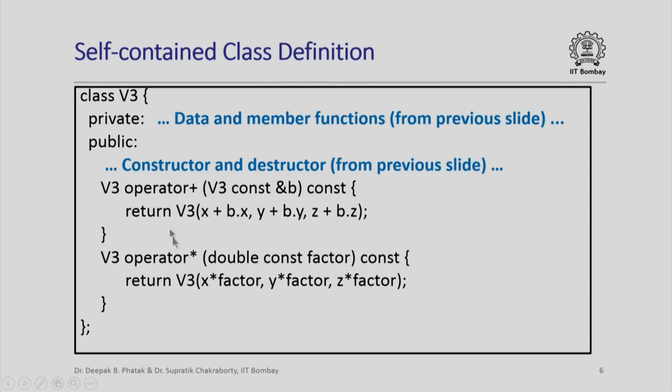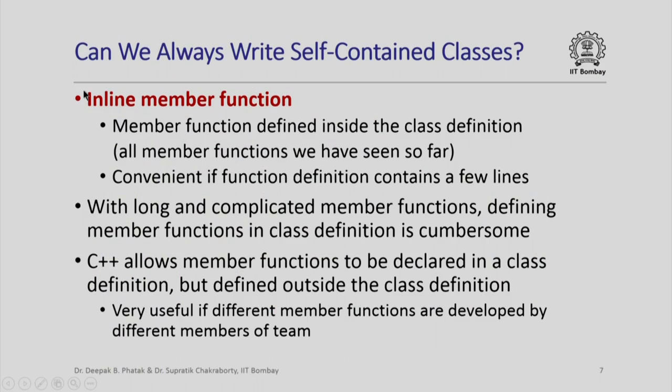And similarly, some other operator overloading member functions are also public member functions of the class V3. We have seen these in our earlier lectures, but note that these operator overloading functions are also completely defined within the class V3. Such class definitions are also called self-contained class definitions. Everything that you need to know about the class is completely contained within this opening brace and the closing brace of the class definition.